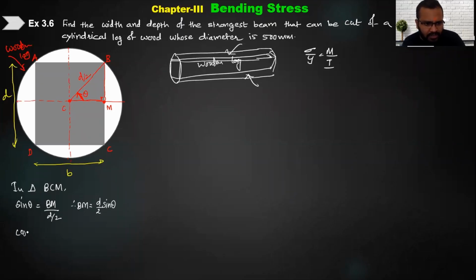Okay, what is cos theta in the same triangle? Adjacent upon hypotenuse. What is the adjacent side? It is CM, upon the hypotenuse, which is again D by 2. So therefore my CM comes out to be D by 2 cos theta.